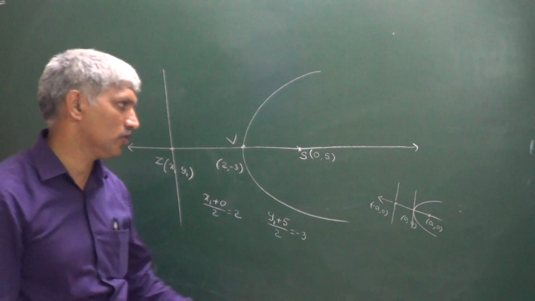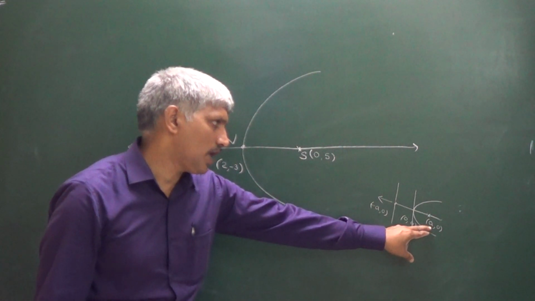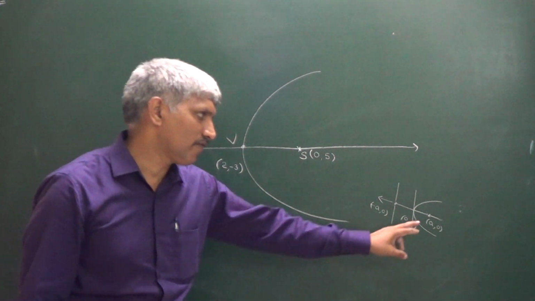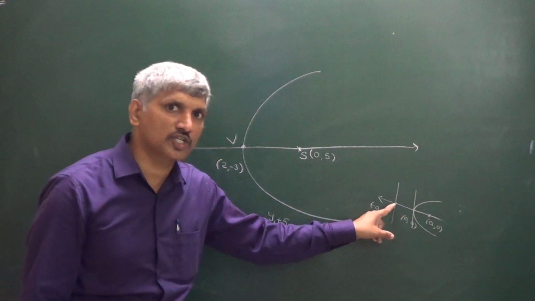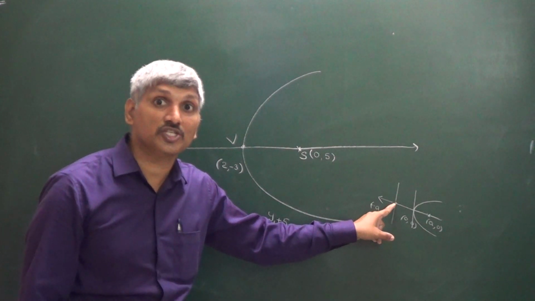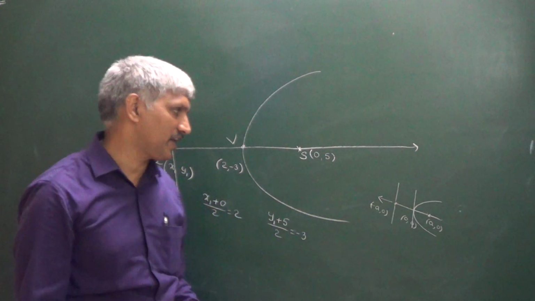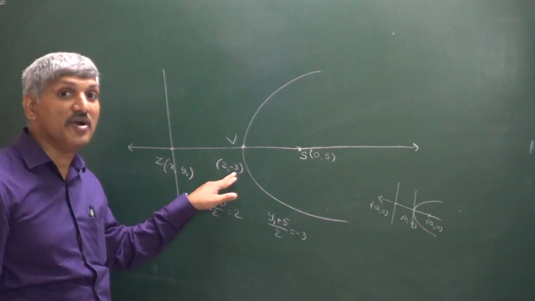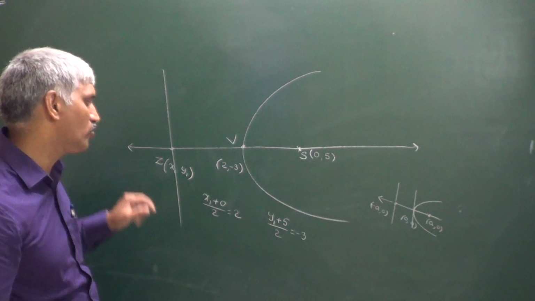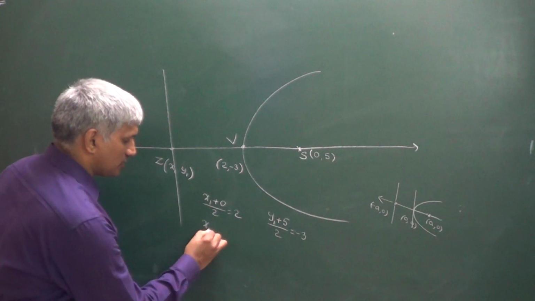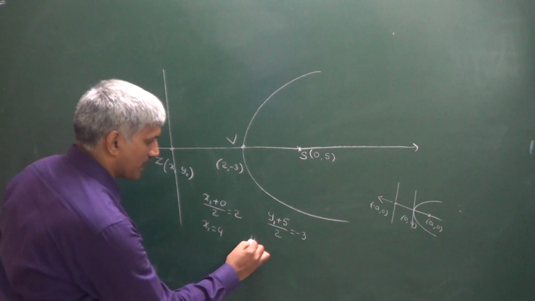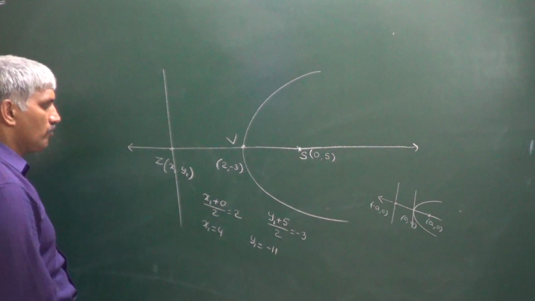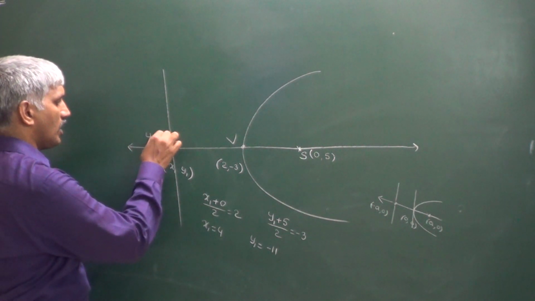I hope everyone followed. For the focus and for the intersection of the axis and directrix, for these 2 points, the midpoint is the vertex. That's why for s 0 comma 5 and for z, this is the middle point. Now I am going to find out the z coordinates. What about x1? x1 is equal to 4. And what about y1? y1 is equal to minus 11. So that's why we got this point as 4 comma minus 11.